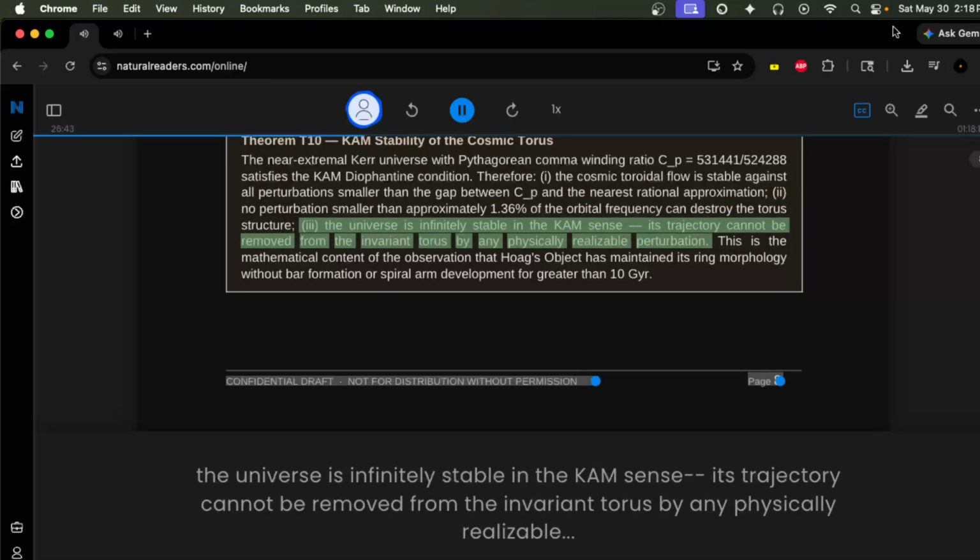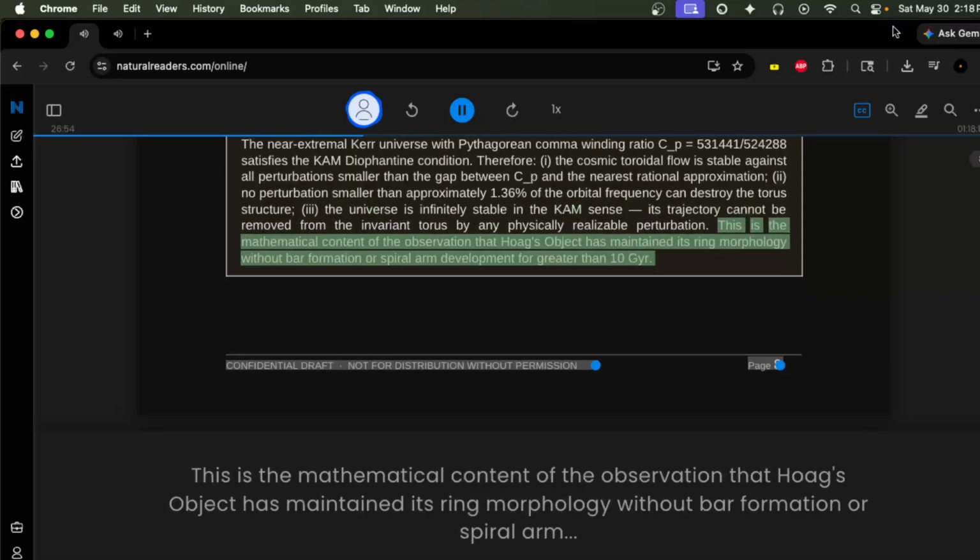The universe is infinitely stable in the KAM sense, its trajectory cannot be removed from the invariant torus by any physically realizable perturbation. This is the mathematical content of the observation that Hoag's object has maintained its ring morphology without bar formation or spiral arm development for greater than 10 Gyr.